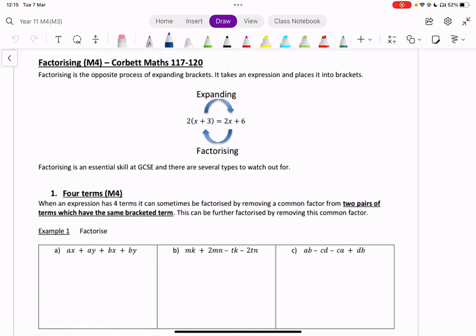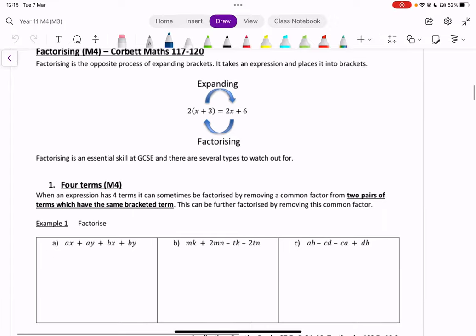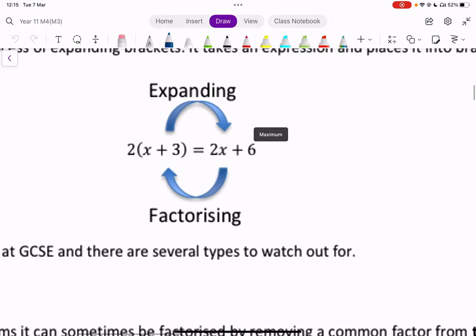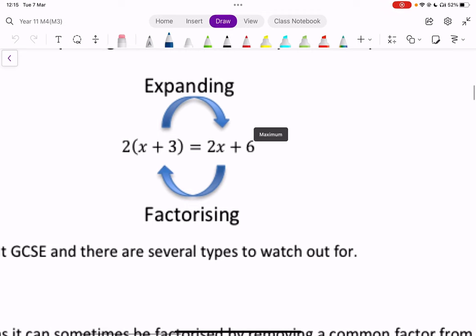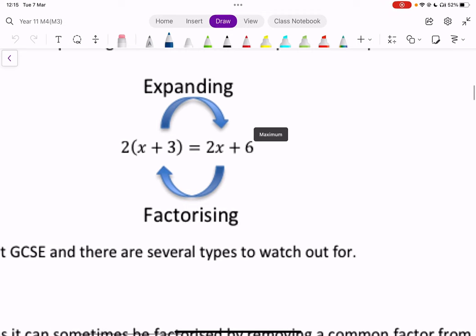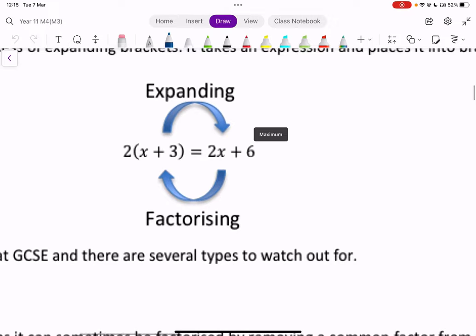In this video we're going to look at how we factorize four terms. So factorizing, remember, is the reverse of expanding brackets. So here you've got an expansion of brackets, 2 times (x plus 3), and then that becomes 2x plus 6. So factorizing is when you go back on yourself for that.